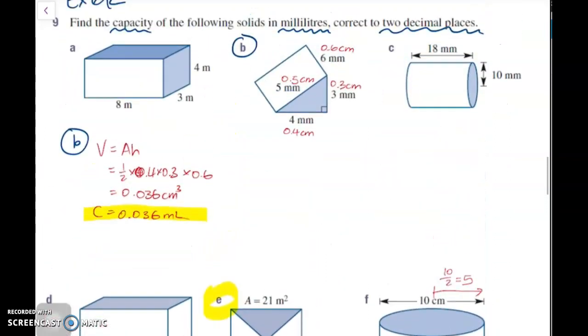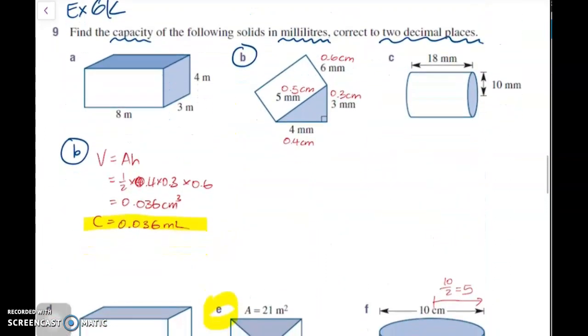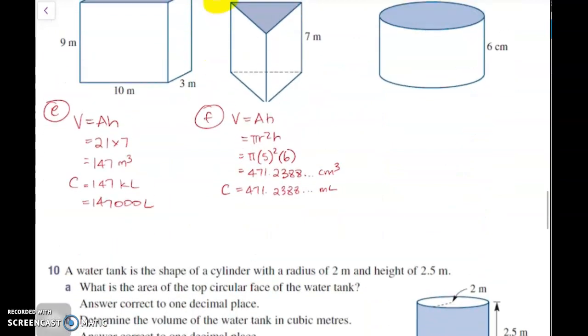Okay, so the question is asking us to write it in milliliters, correct to 2 decimal places. So we can round this off now to 2 decimal places. So 471.24 milliliters to 2 decimal places.